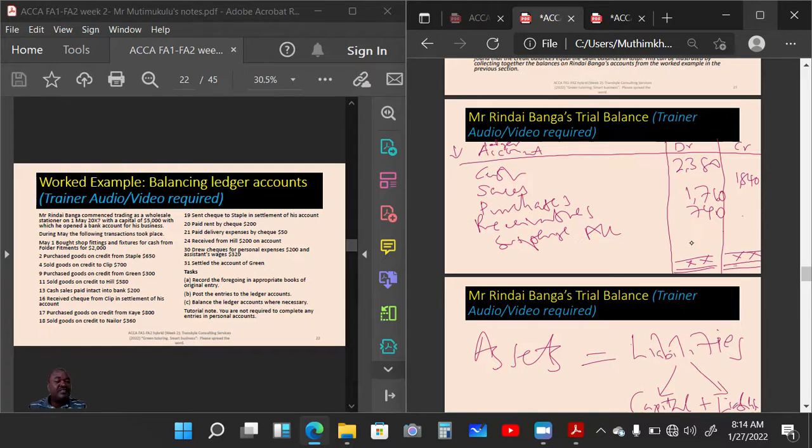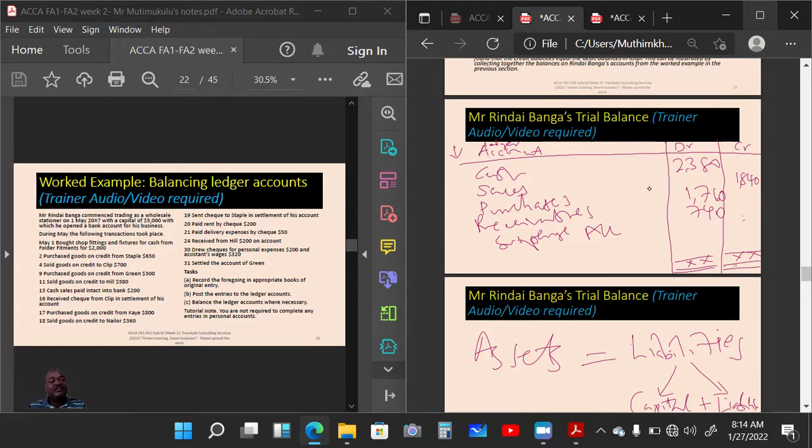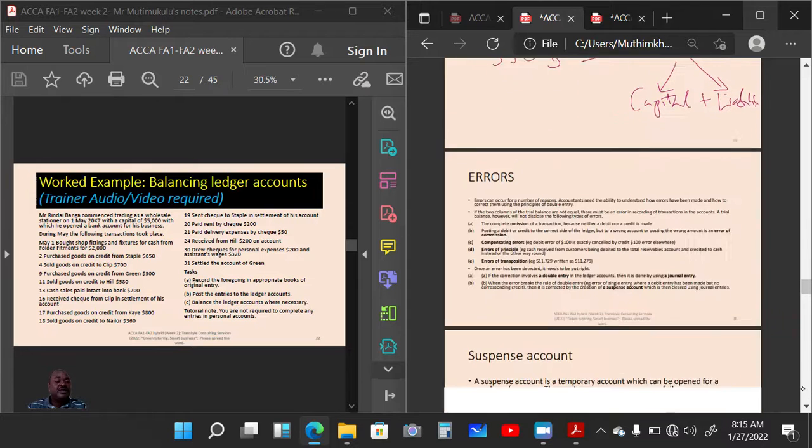Then you put the value to the side where the trial balance has got a deficit, where it has got a shortfall. That's where you put the suspense account. If the deficit is on the credit, then the suspense account should be a credit suspense account. If it is the debit that has got a deficit, then you put a debit suspense account. So simple, isn't it? You open a debit suspense account. We'll see that one with an example shortly.